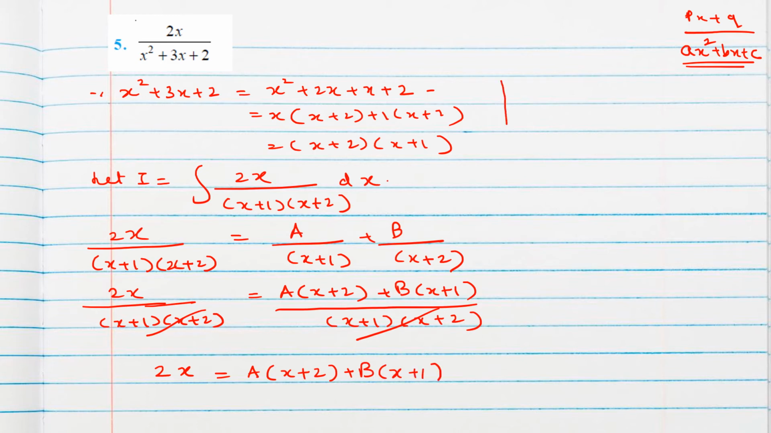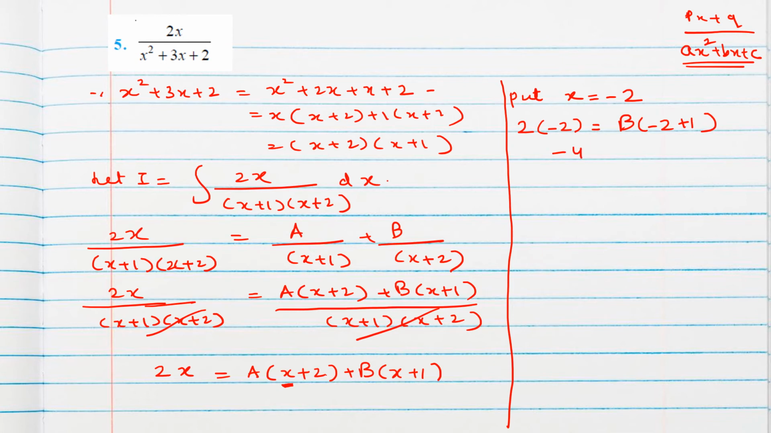So here also, instead of multiplying and comparing the coefficients, we can use that method. We can put x as, see, x plus 2 if we substitute here, this will go, right, minus 2 plus 2 will be 0. So we should put x as minus 2 here. So this term will go completely. We'll be left with the b term only. So b we can find. So 2x is there, but x we are putting minus 2. This bracket will go, b into minus 2 plus 1. So minus 4 and minus b. So that is b is 4.